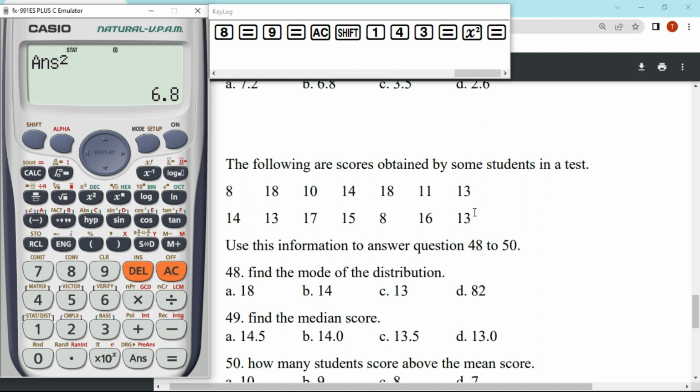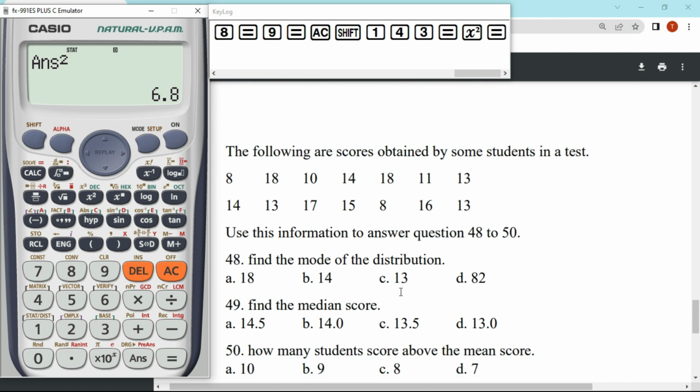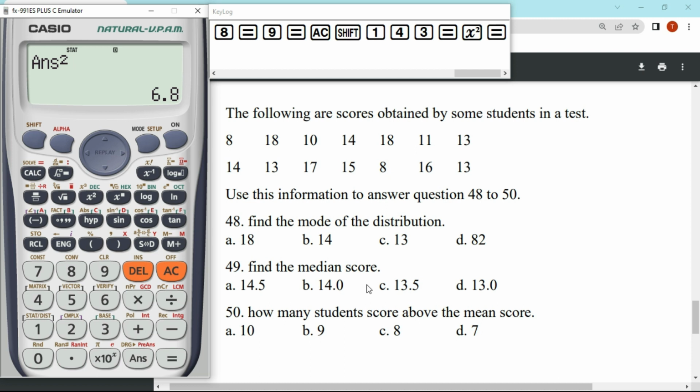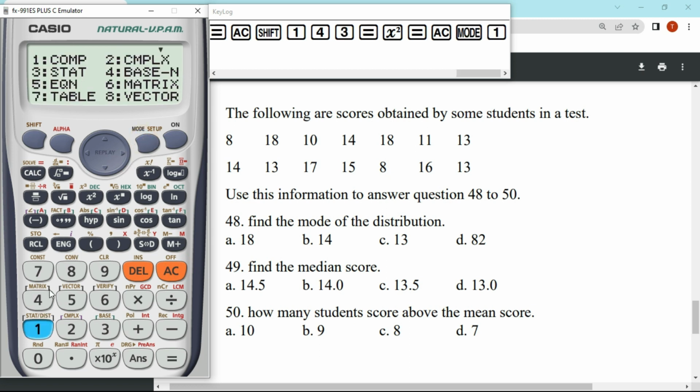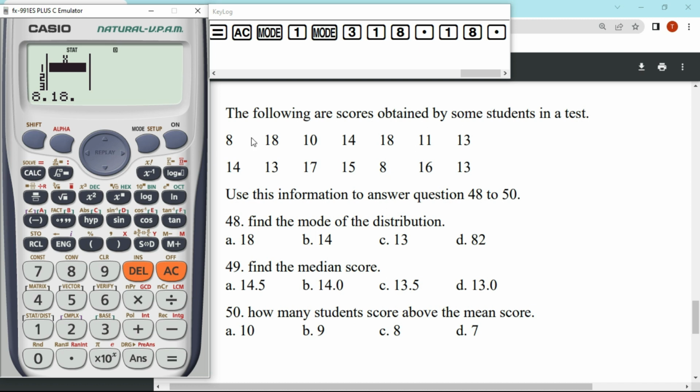And we are asked to find the median score. We are going to find that using the calculator. So just go back straight to the statistical mode and input all these values into the calculator. So we have 8 inputted, 18, 10, 14, 18, 11, 13, 14, 13, 17, 15, 8, 16, then 13. Okay, so we have all the values inputted into the calculator. Mind you, the little mistake you make or the omission of a figure would cause your total answer to be very wrong. So you have to make sure that you input everything accurately.